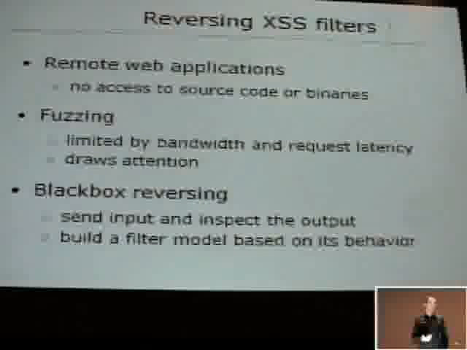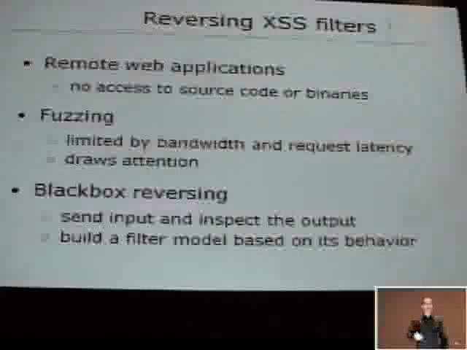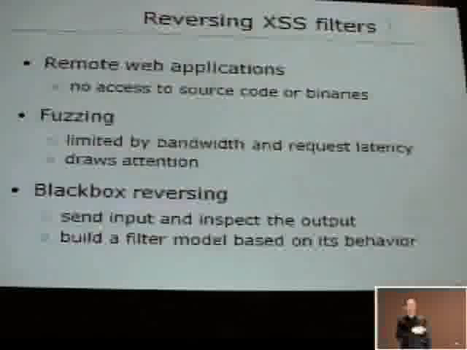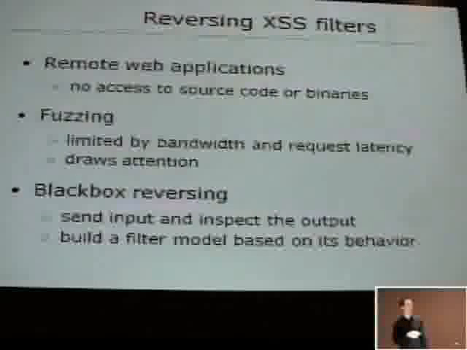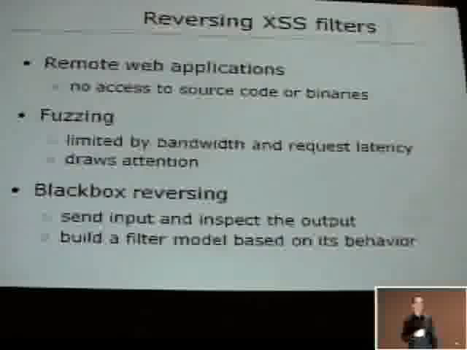One thing that you could do against these kinds of apps is fuzz them. But fuzzing remote web apps is limited by how much bandwidth you have. It's also limited by the latency. And also, if you start sending gigabytes and gigabytes of data to a web app, maybe they'll notice and they'll shut you down. They'll ban you. We're presuming that they don't want you to reverse this. If they did, then they'd probably give you the binaries. So if we cannot do full-scale fuzzing with a lot of randomness, then we need to do something smarter.